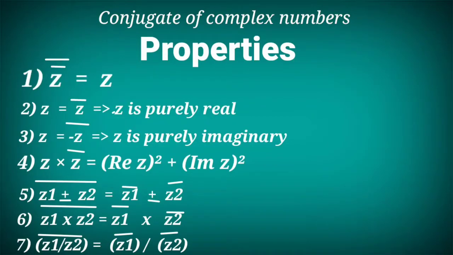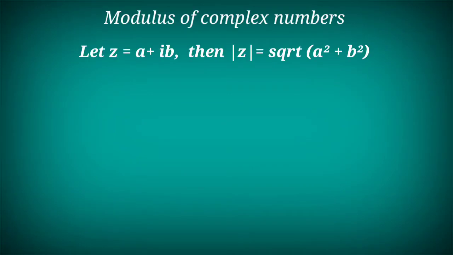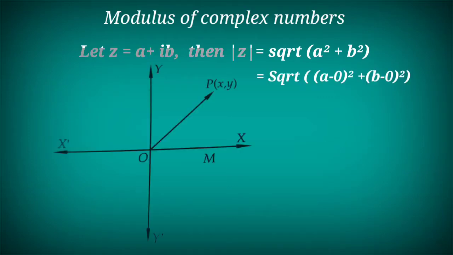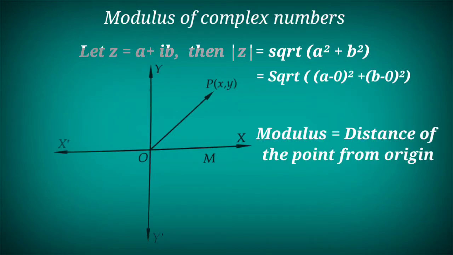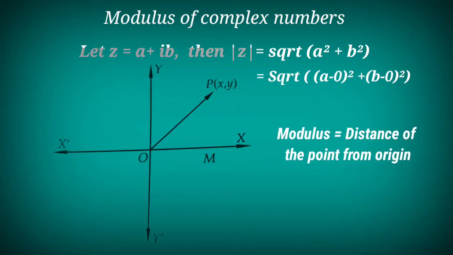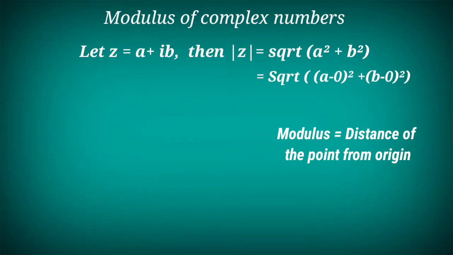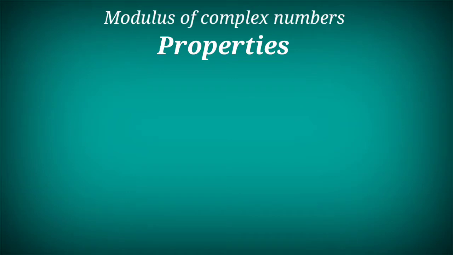Now, the modulus of a complex number a plus ib is defined as the square root of a square plus b square, that is, the square root of real z whole square plus imaginary z whole square, which can be written as the root of (a minus 0) whole square plus (b minus 0) whole square. This is nothing but the distance of the point (a, b) in the complex plane from the origin. So the geometrical representation of the modulus is the distance of the point in the complex plane from the origin. Now let's have a look at the properties of the modulus of a complex number.